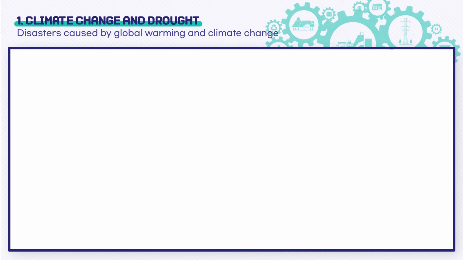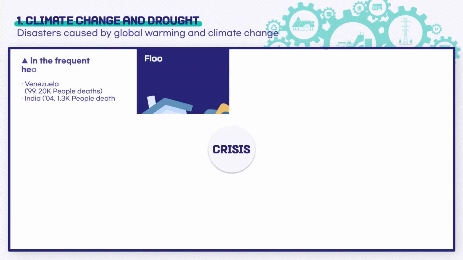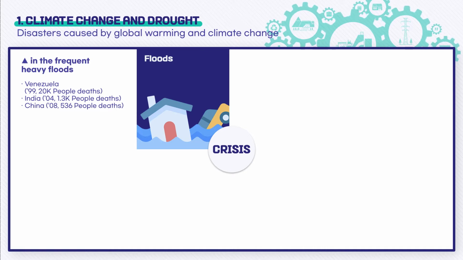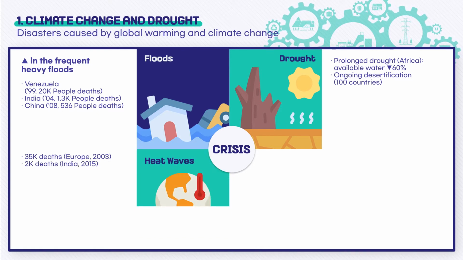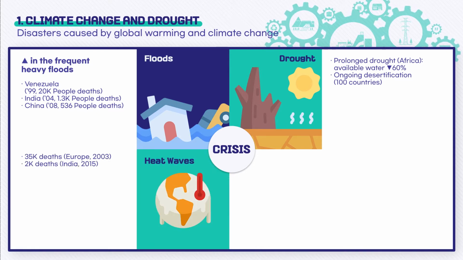Due to the acceleration of global warming and climate change, the frequency and intensity of disasters are increasing across the globe. Venezuela, India, and China are a few of the many cases in which flash floods have resulted in unprecedented damages, as well as the tragic losses of human life. Available water in the African region has decreased by 60% due to chronic drought. Furthermore, more than 100 countries are experiencing ongoing desertification.